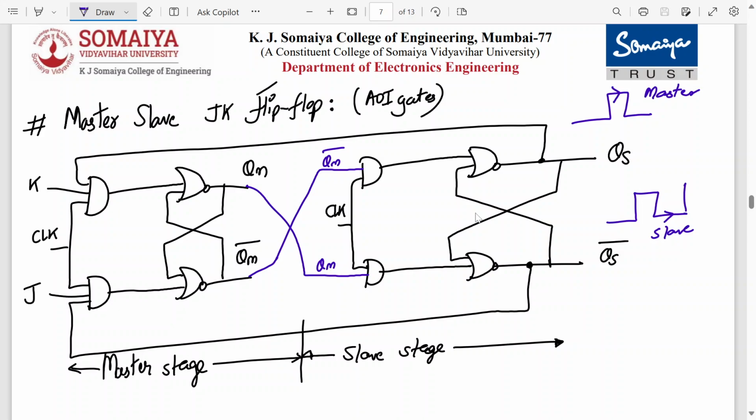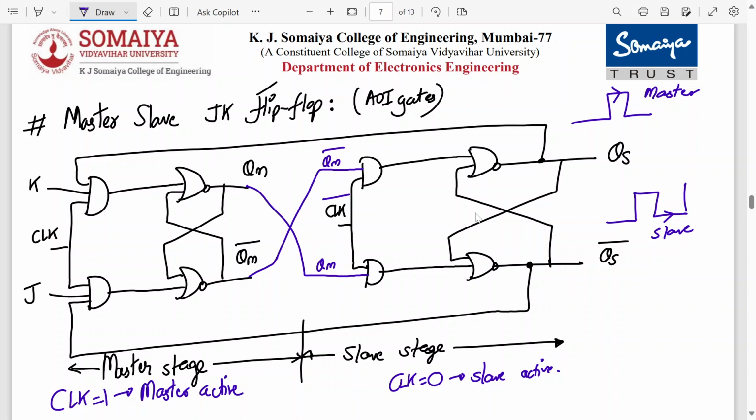So we'll write it somewhere. Clock 1, master is active, and when the clock is 0, slave is active. Oh, this is clock bar, sorry, this is clock bar. Please do the changes over there.